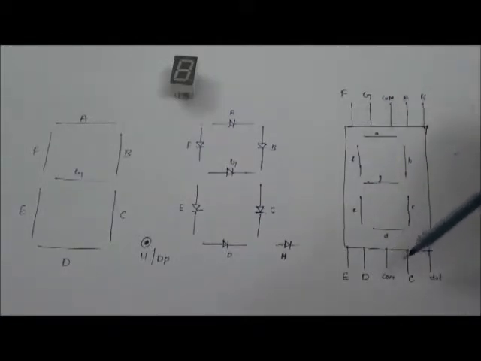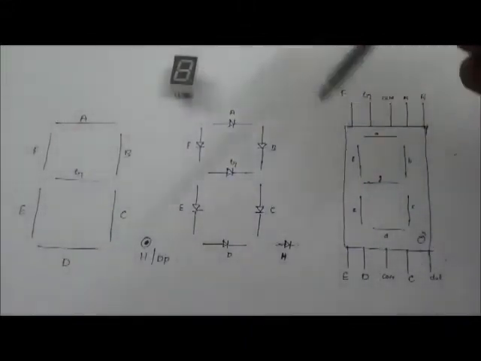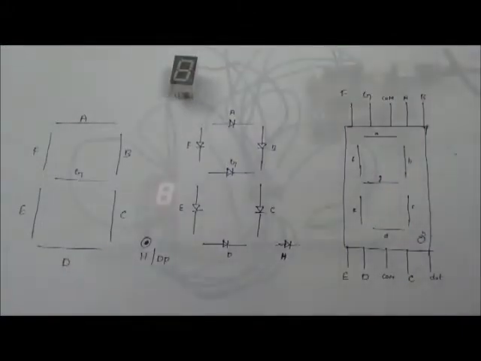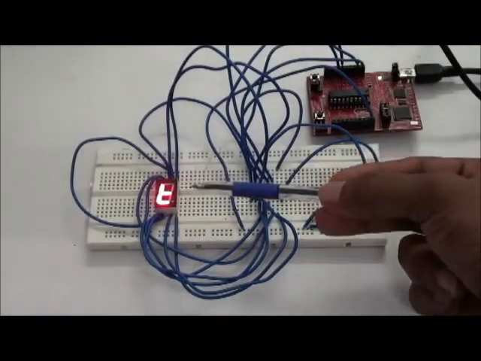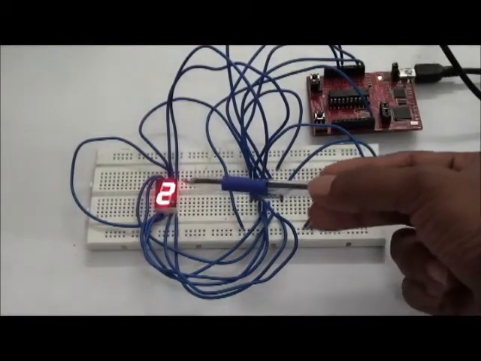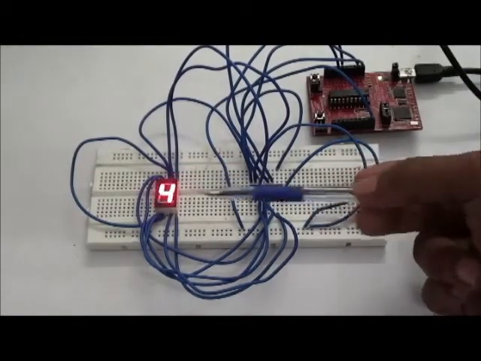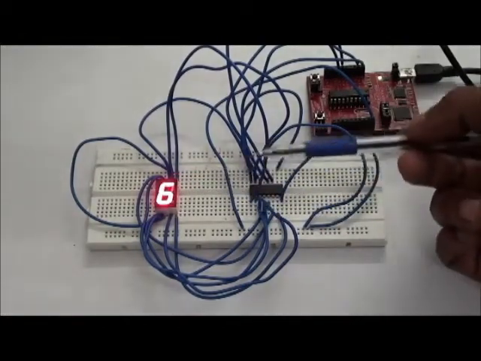Let's look at a small demo where it displays some digits and characters. Here is a demo which is showing some characters and numerical digits 4, 5, 6.